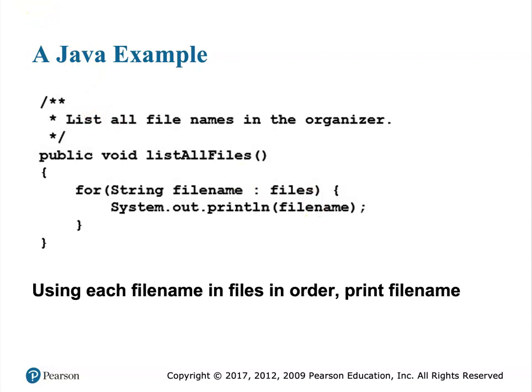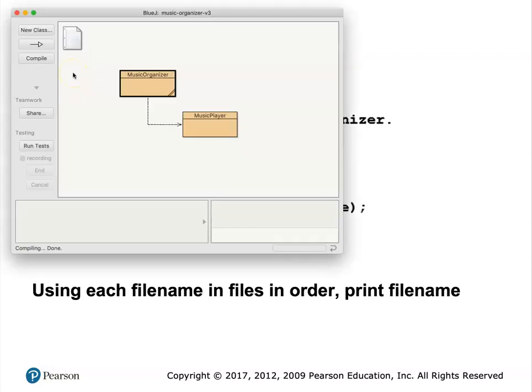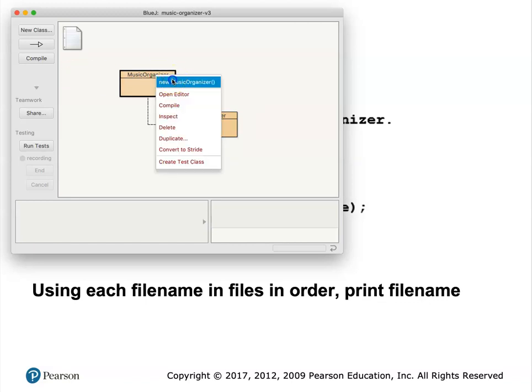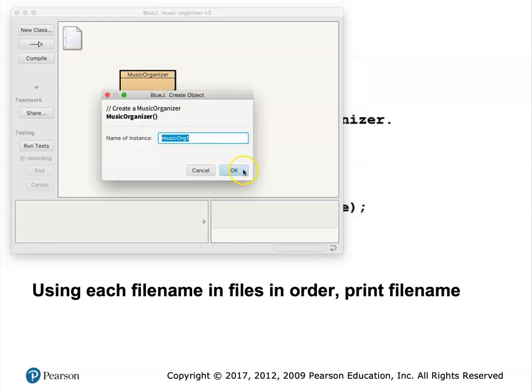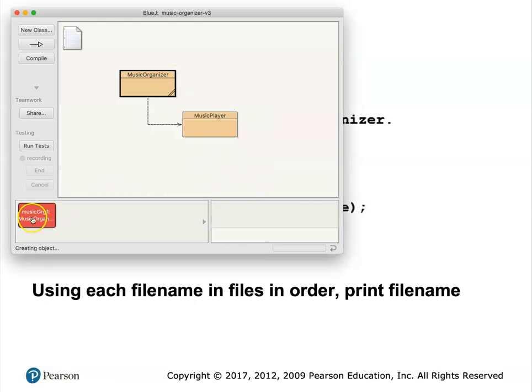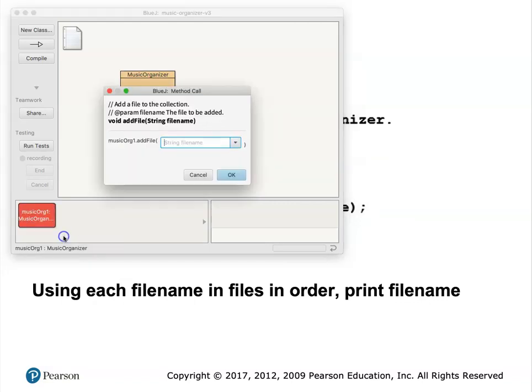Shall we see it in action? Let's give it a try. So I'm here inside of BlueJ and I'm looking at Music Organizer version 3 right now. I'm just going to create my new music organizer. I'm going to add file, and because I had to compile and reopen with a new project, all of my previous file names are gone.